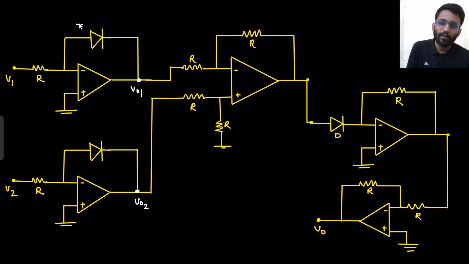So what will be the forward voltage drop here? The forward voltage drop VD value will be minus V01. And what will be the forward voltage drop here? That would be minus V02, because there will certainly be negative feedback involved. Why will there be negative feedback involved?